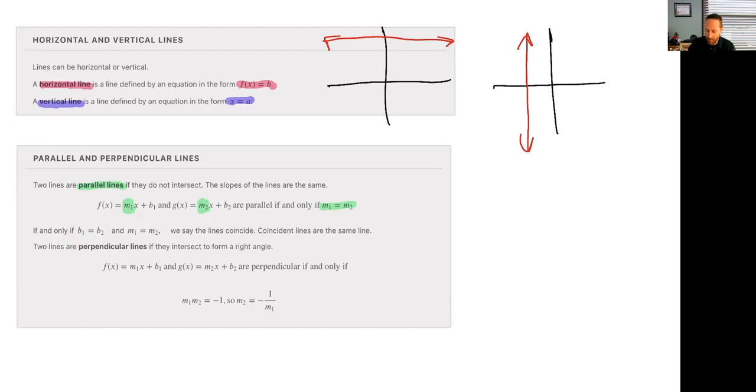So then what about perpendicular lines? Well, perpendicular, hopefully you remember what those look like. Something like this, something like that, and they form not just one. Technically, there would be four. You could do them anywhere. Right angles. But again, it forms a right angle. That's what it means to be perpendicular.